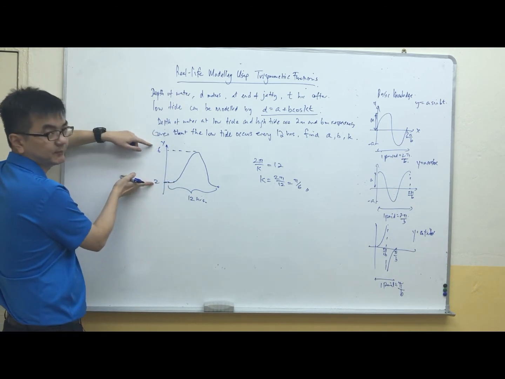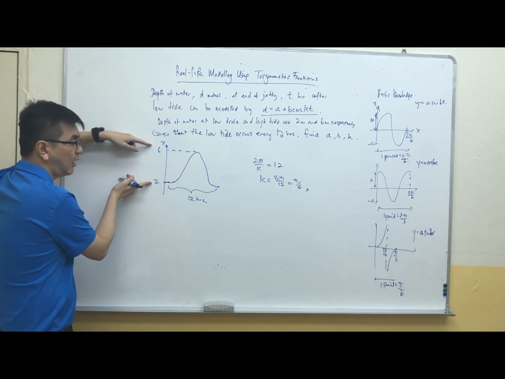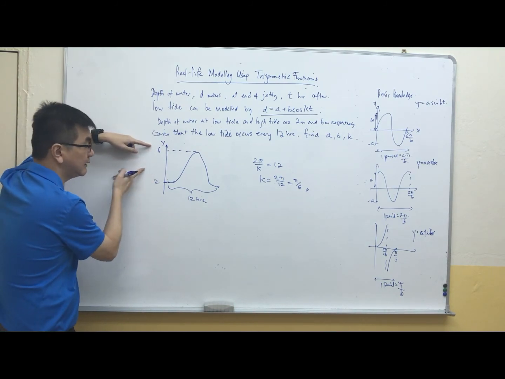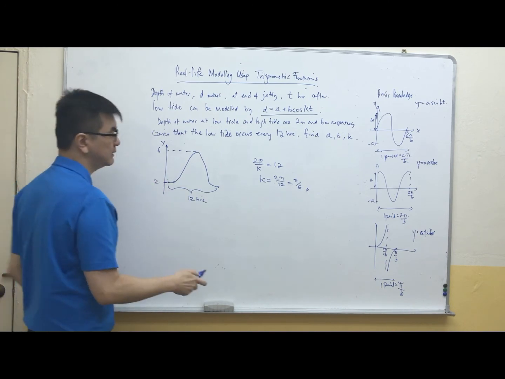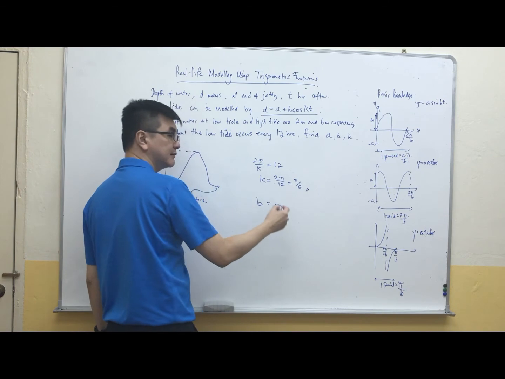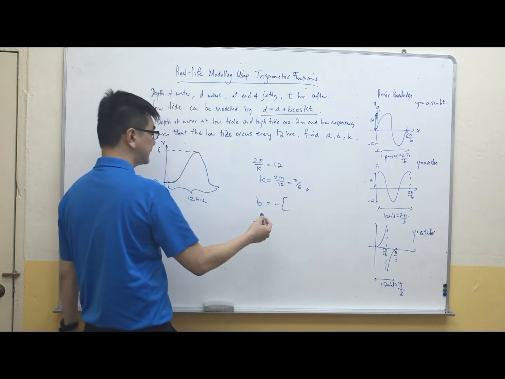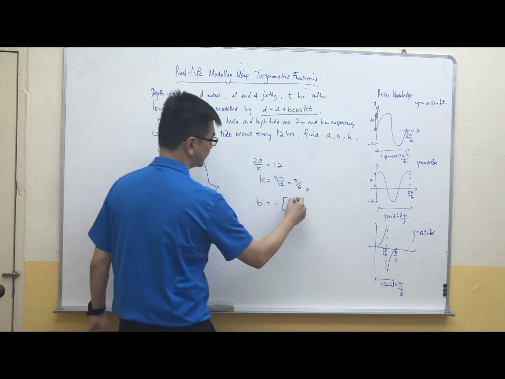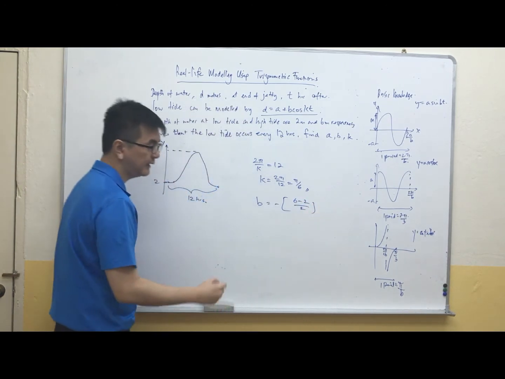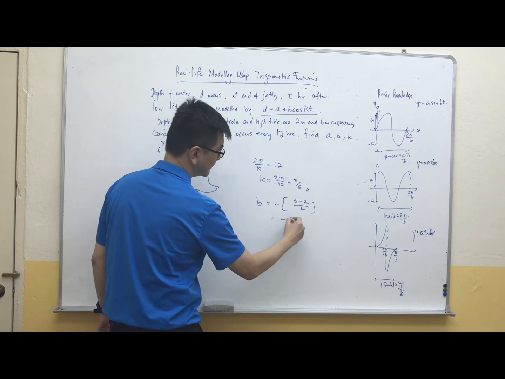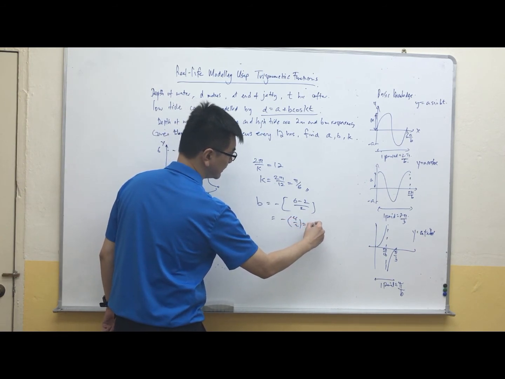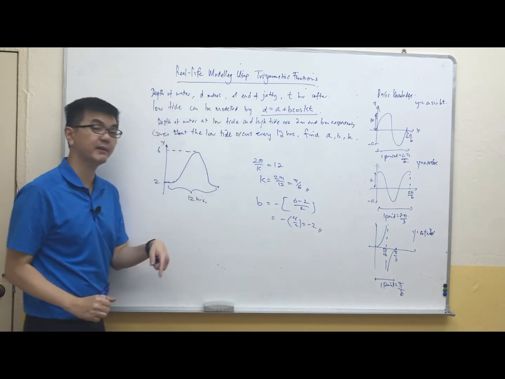I'm going to take the gap of the high tide and the low tide, and divide it by 2 to find my amplitude. So my b will be equal to, I'm going to put a minus sign here, the gap between the high tide and low tide, which is 6 minus 2 over 2. That will give me minus 4 over 2, which gives me minus 2. So now I found my b.